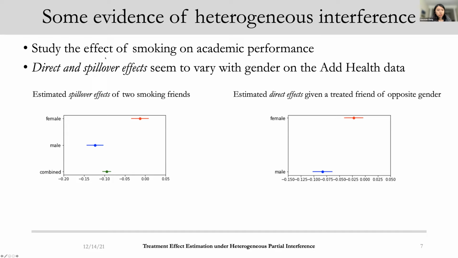The left figure shows the estimated spillover effects of two smoking friends. The spillover effects on females seem to be different from the spillover effects on males. The right figure shows the direct treatment effects given a treated friend of the opposite gender. Again, it seems that the direct effects on females are different from the direct effects on males.